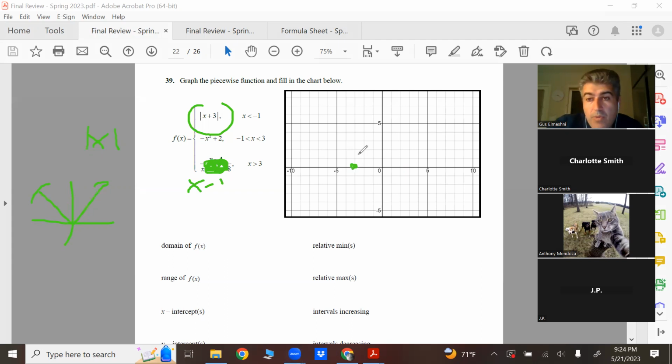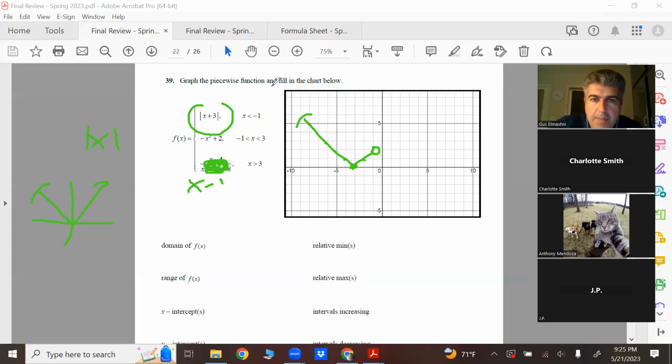And then you can plug in -2, for example, you get 1. Plug in -1, you get 2. Plug in 0, you get 3. Plug in -4, you get 1. Plug in -5, you get 2. Plug in -6, you get 3. So you've got a V shape here. However, its domain is x less than -1. So really you only want to start at -1. It's not included, so it's a hole. You got that. That's the first piece.